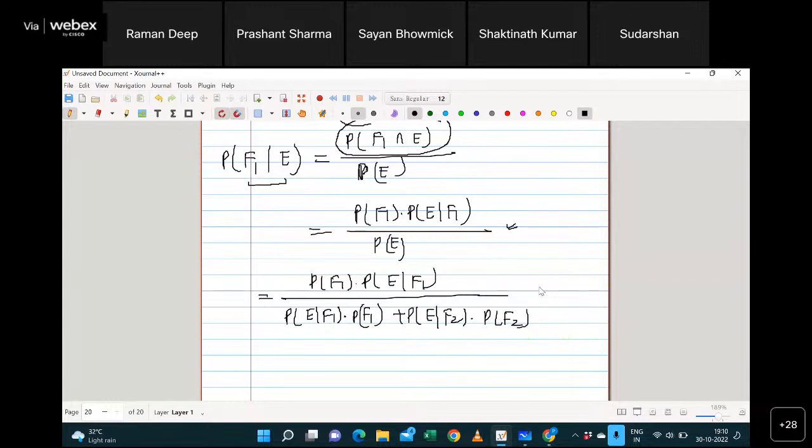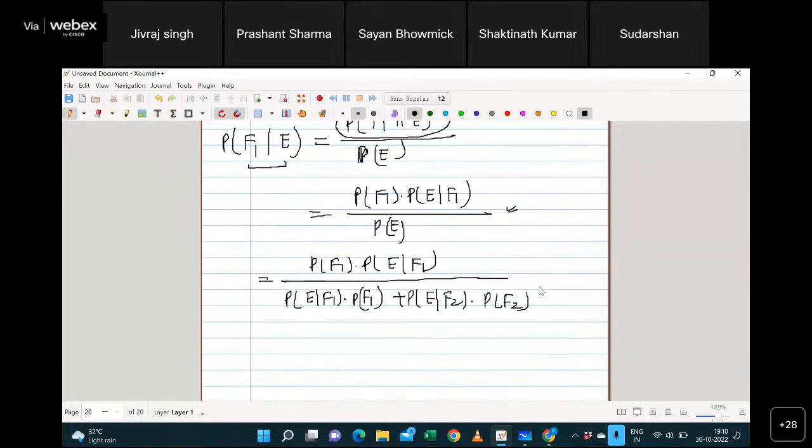It can be expanded for three or four events, but here for two events. So it's clear, Bayes theorem? Is it useful? Yes, it's useful.